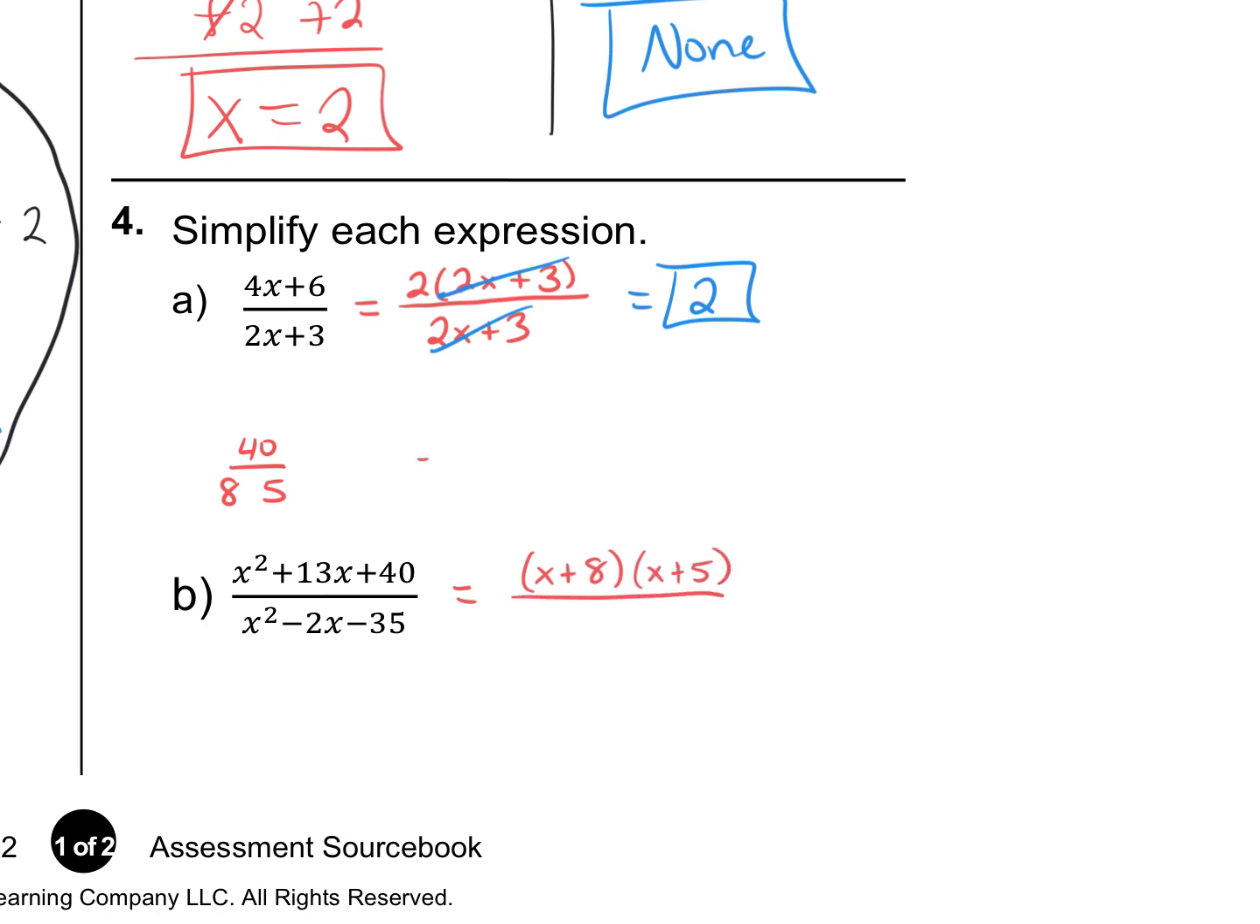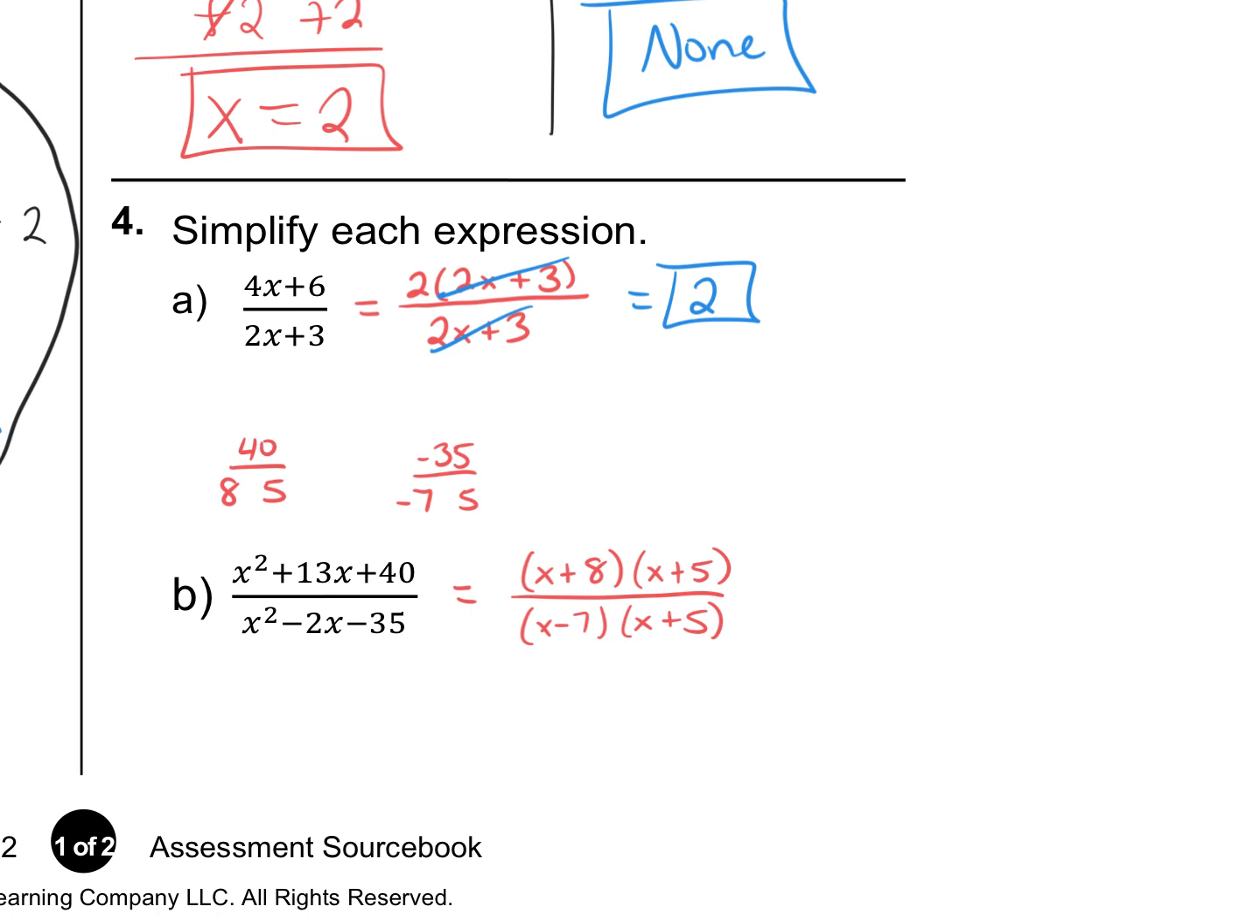Same thing on the bottom. What are factors of negative 35 that add up to negative 2? It is 7 and 5. Does everyone agree I need to make that a negative 7? How do I write those two as factors? x minus 7, x plus 5.